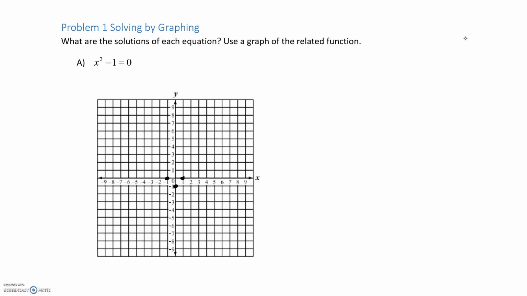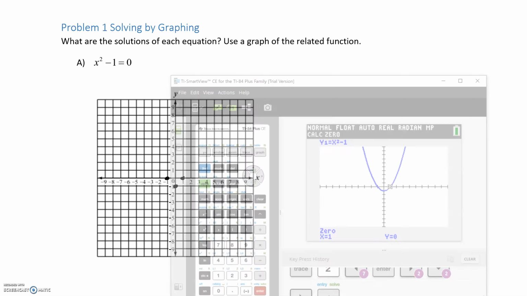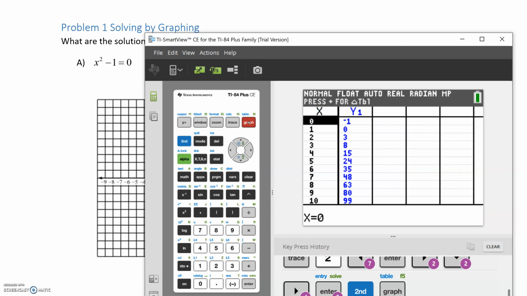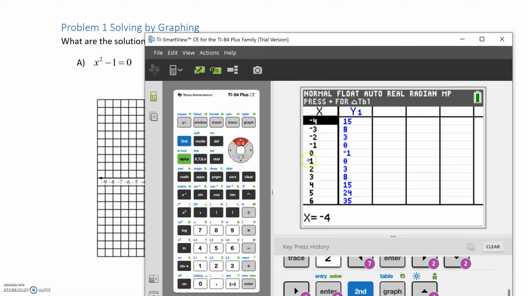To find 2 other points on this parabola, so we know that we're graphing it right, what we're going to do is hit second table. So we know that our vertex is down here at 0, -1. We've already graphed our -1, 0 and our 1, 0. Our next 2 points are -2, 3 and +2, 3.